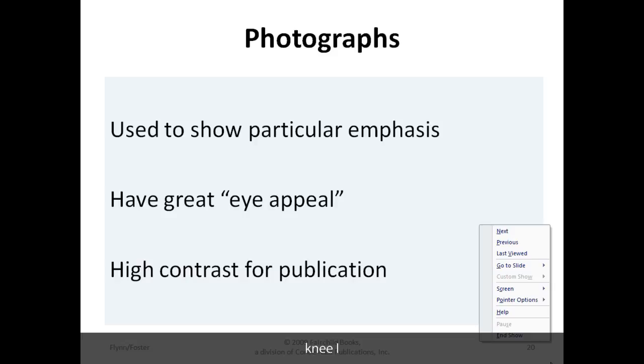An example of using a photograph would be if you did your research on visual displays where consumers looked at pictures of visual displays and then chose what they liked or disliked about a visual display, that would be something you want to include in your research paper is your photographs. But an important thing about your photographs is they need to have great eye appeal and they need to be of high quality for publications.